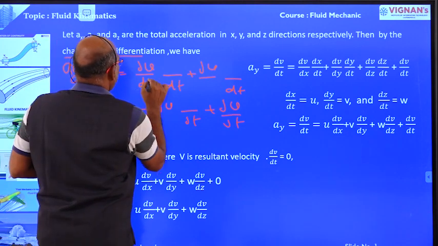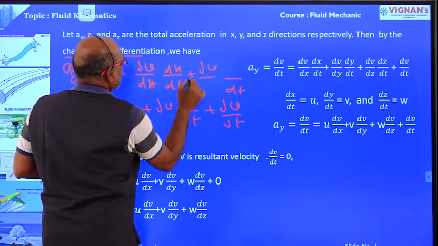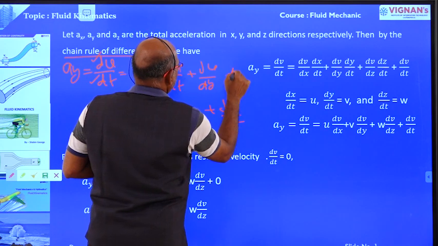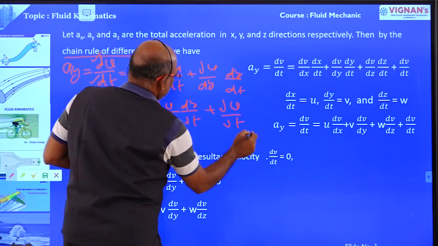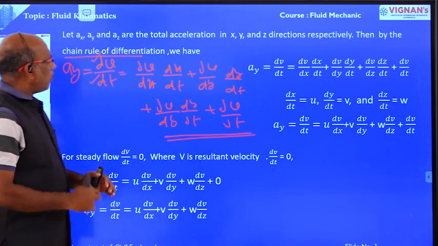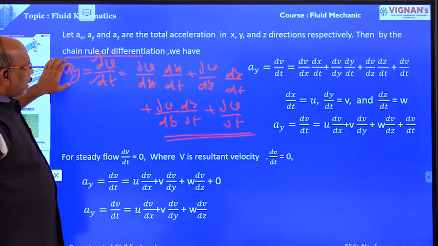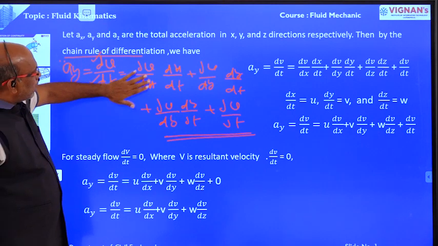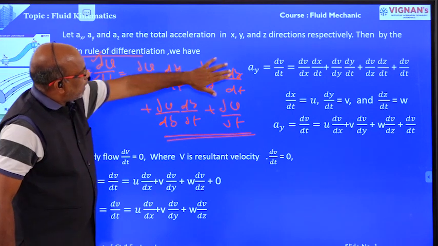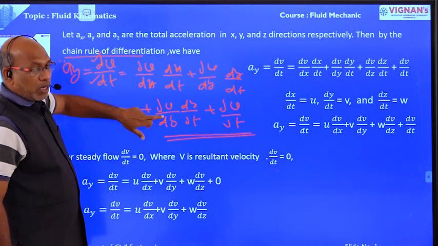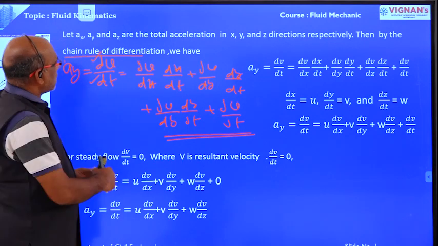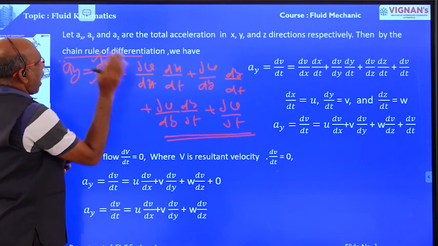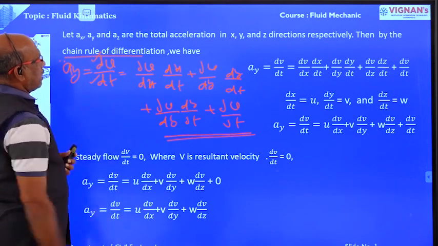Here also dx, dx, dy, dy, dy, dy. This is the formula for the determination of acceleration. Here I have used only dx dx dy dy. This is for your remembrance. This is a very easy technique. Dy dy, therefore dv by dt. This is the formula for the determination of acceleration in y direction.